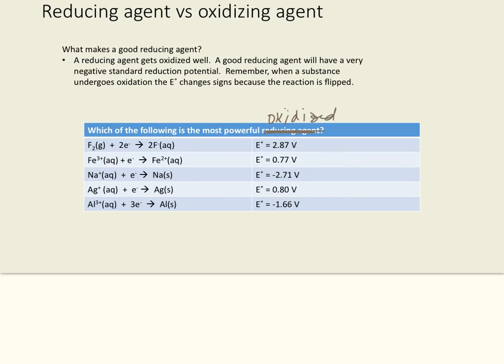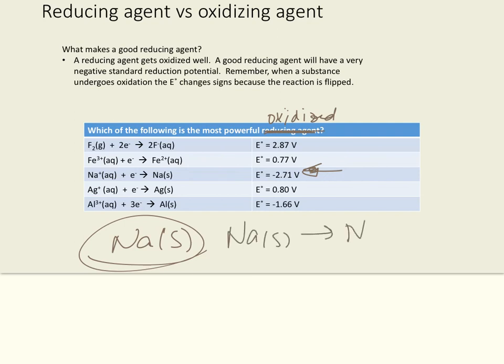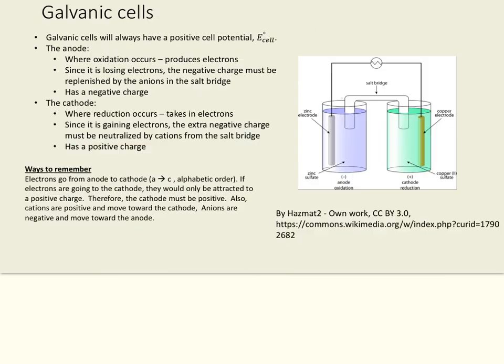It would be the one that would be flipped and give you the greatest cell potential, and so that would be sodium. Because if we had to flip this one, it would be oxidized. It'd be Na goes to Na plus 1 electron, and that would give us a plus 2.71, which would give our overall cell potential a very big number. And so that's why that is the most powerful reducing agent.